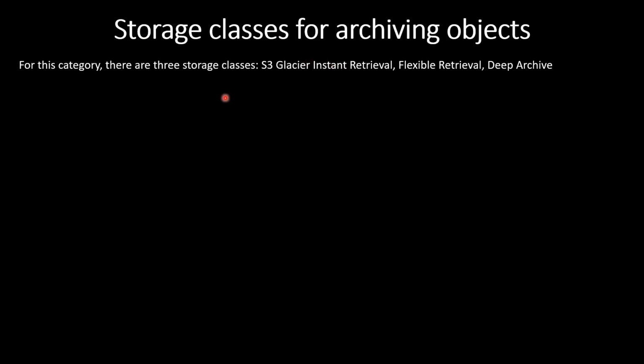Then we have the next storage class, which is for archiving objects. For this category there are three storage classes: S3 Glacier Instant Retrieval, Flexible Retrieval, and Deep Archive. So these are the three categories here.